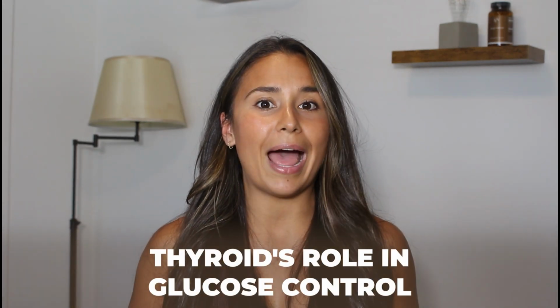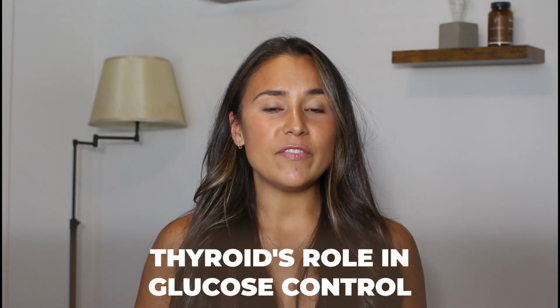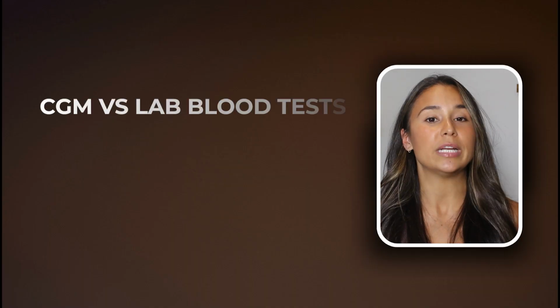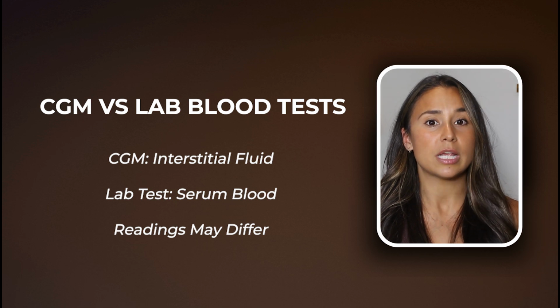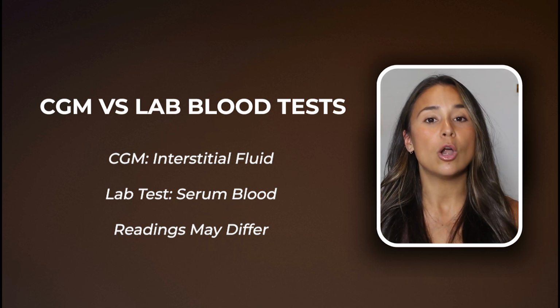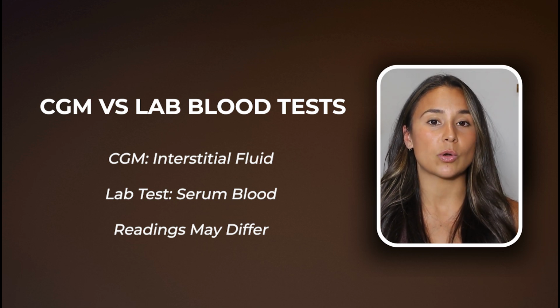We're going to get into how thyroid function impacts your glucose control in today's video. If you've ever used a continuous glucose monitor, you might notice that there's a difference between your reading on your CGM and your blood glucose testing measure like a glucometer, or even a lab testing option like getting a fasting blood glucose or A1C test. And there is a key reason for this.